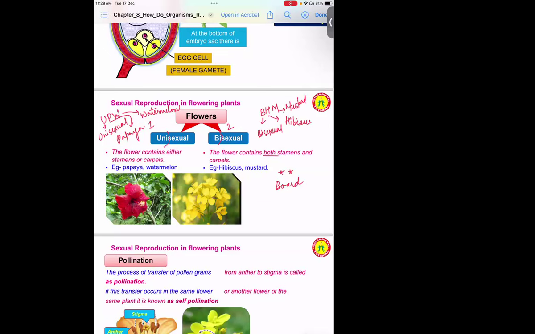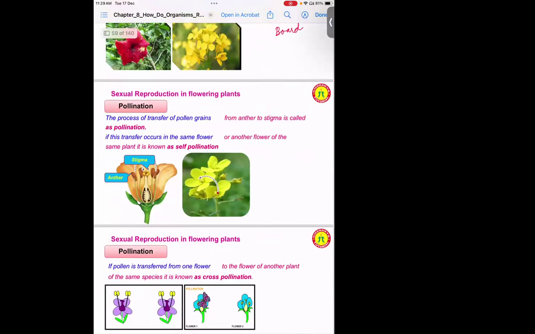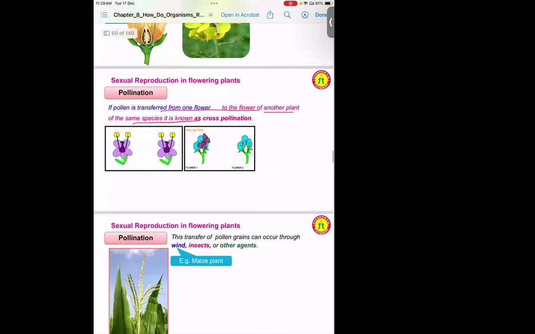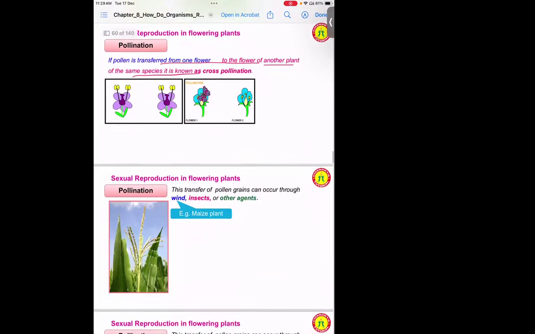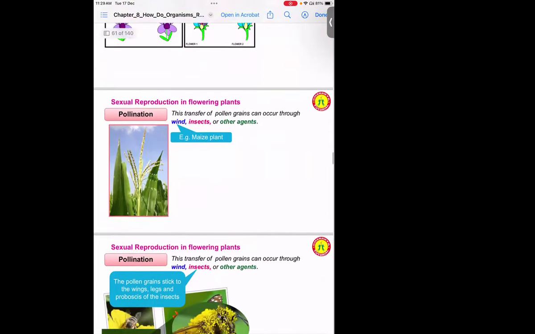All right. Now, moving to the process, how it happens. So through the pollination, basically the transfer of the pollen grains will be there from the anther to the stigma. And if they transfer to the same flower, then it is called self-pollination. And if they transfer from one flower to the other flower of another plant of the same species, then it is called cross-pollination. So if it is the same flower, same plant, then it is self, and if it is different, one flower to the other flower of the other plant of the same species, then it is cross-pollination.